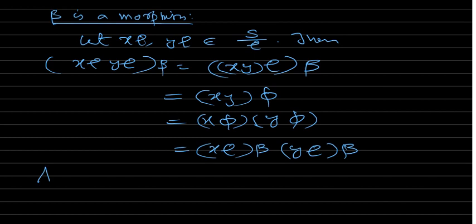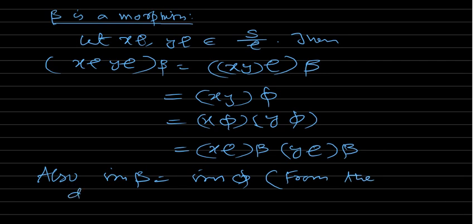So also it's trivial that image of beta is same as image of phi. It follows from the definition of beta. So finally, next we show that this beta is unique and it commutes the diagram. First we verify that it commutes the diagram.